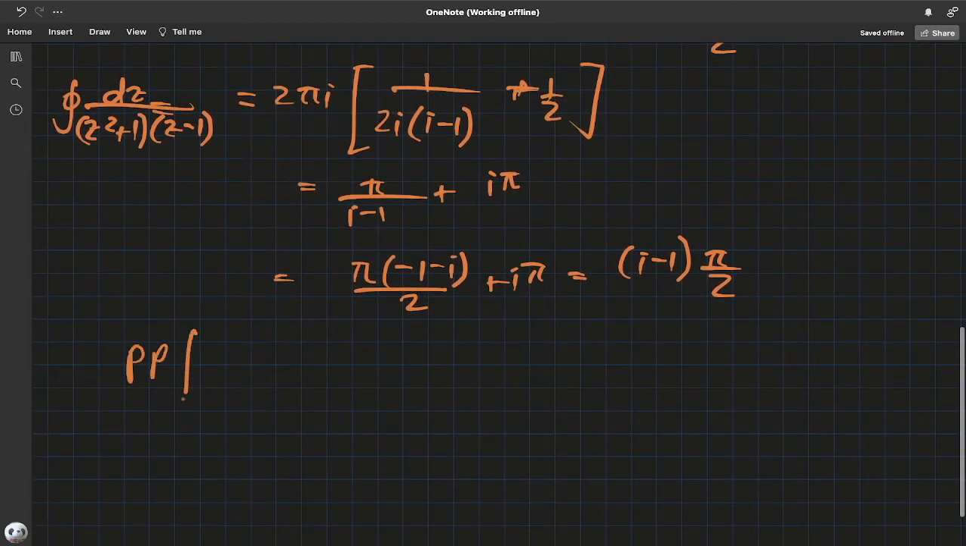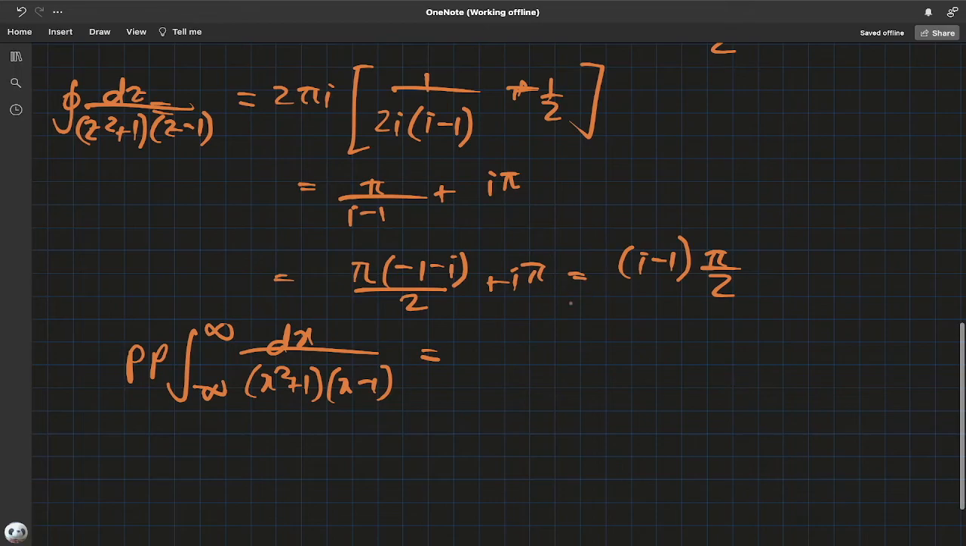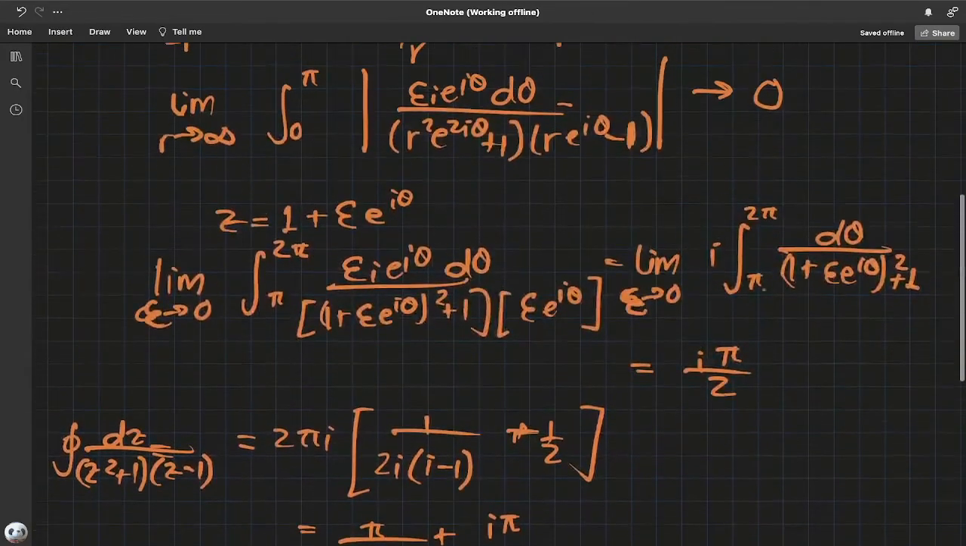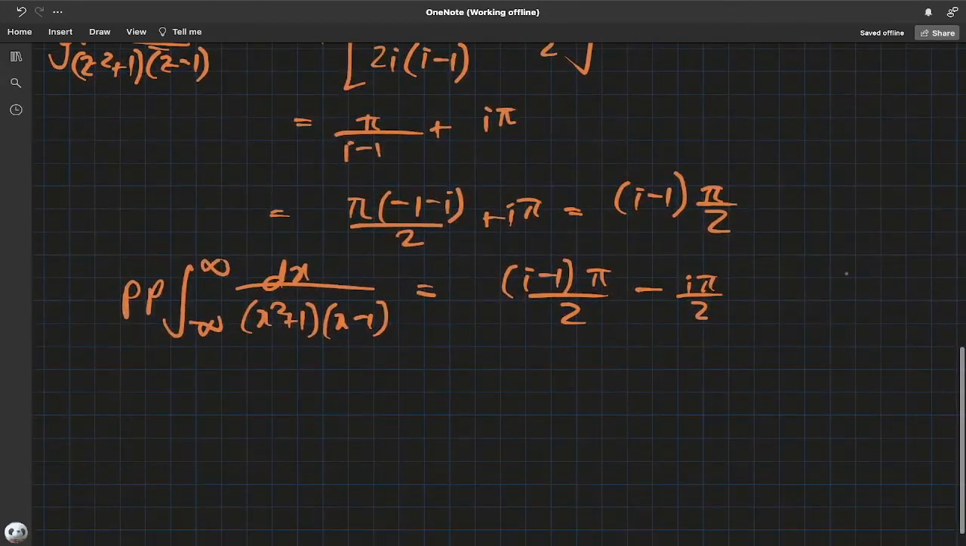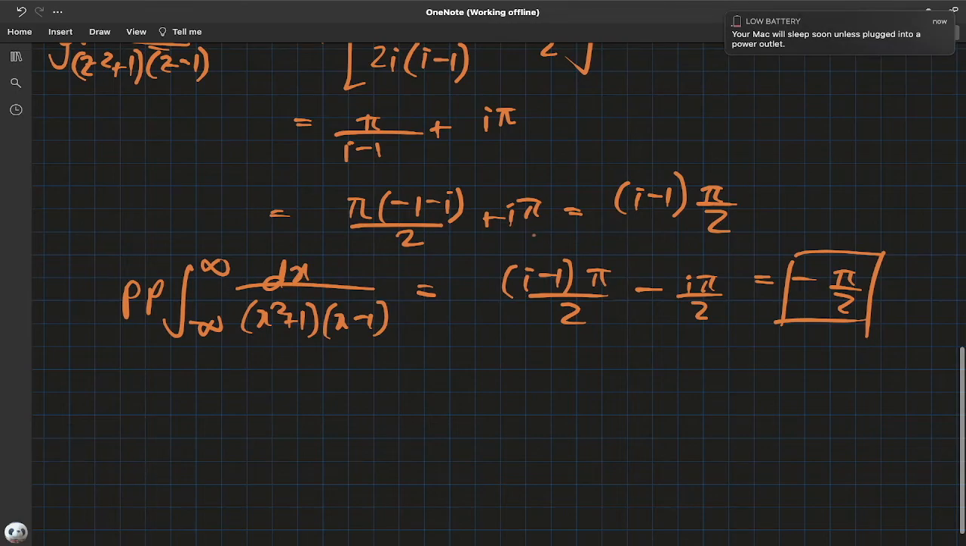Which means the principal part of the thing we wanted to find is now just (i minus 1) pi over 2, like the contour part, minus the gamma integral, the epsilon part. And this results in negative pi over 2. And this is a satisfying result because we don't have any imaginary parts to this. It should make sense because this is a real integral, a principal part of a real integral, yet still.